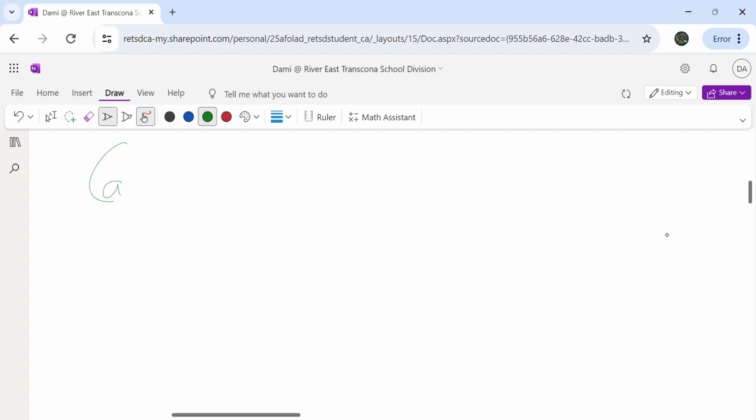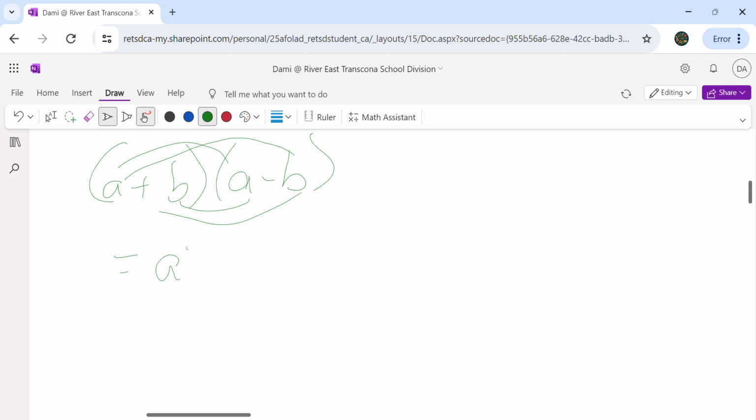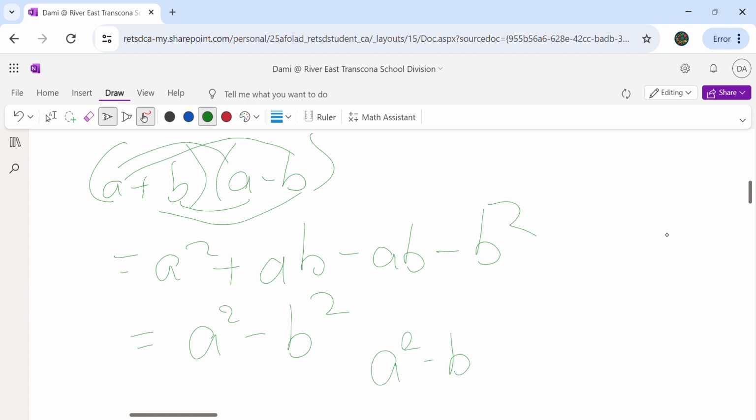Okay, I'm going to teach you a quick way to get it. A plus B times A minus B equals A squared, because multiplying, A squared plus AB minus AB minus B squared. And if you simplify it, you get A squared minus B squared. So that is why A squared minus B squared is equal to A plus B times A minus B.